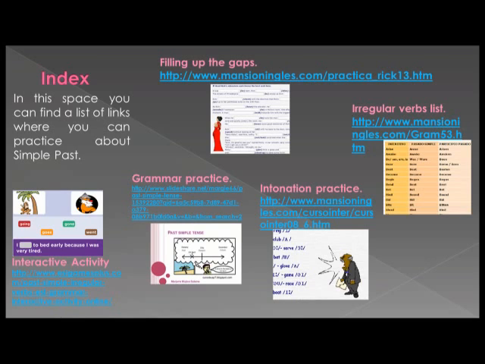So what I do over here, this is the part where students can go, for example, if they want to practice, they can fill in the gaps, or they can see the list of irregular verbs. On the same page, they have the irregular verbs as well. If they don't understand something about grammar, they can go to the grammar practice. If they need to know how the pronunciation works, they can do the intonation practice. If they want to practice with interactive activities, they can go to the interactive activities part, as you can see over here. This part is very interesting. Now, let's see the other part.